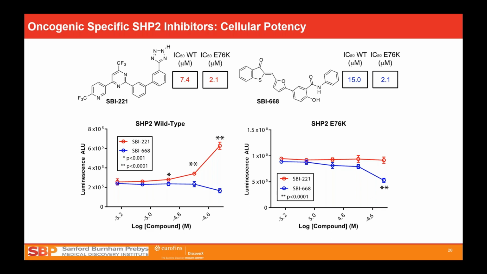So what we have with these early hits is that we are able to obtain even the selectivity that we're after against the mutant form of SHP2.